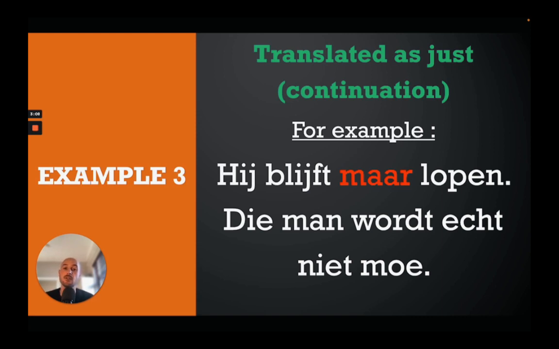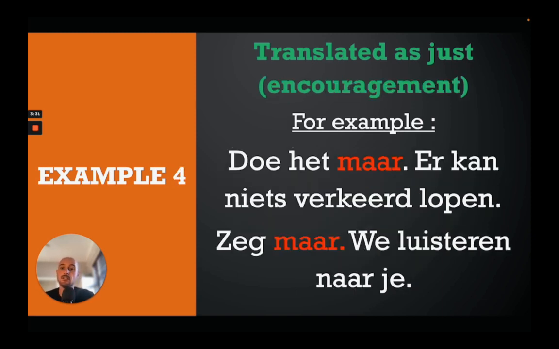Alright, so if you say hij blijft lopen, that means he keeps running. But if you say hij blijft maar lopen, you make it a little bit stronger, you put a little bit more emphasis on it, and you say he just keeps running. Alright, hij blijft maar lopen. That's the translation for maar in English, that would be just, right?